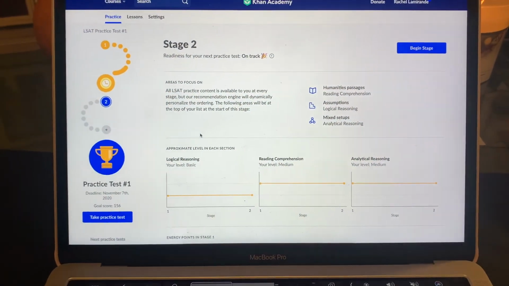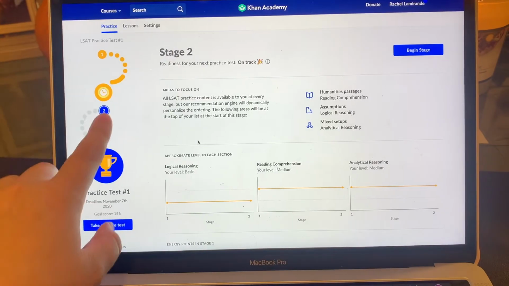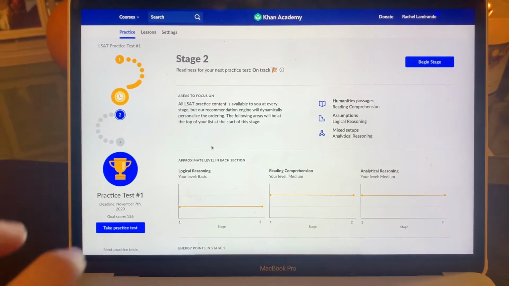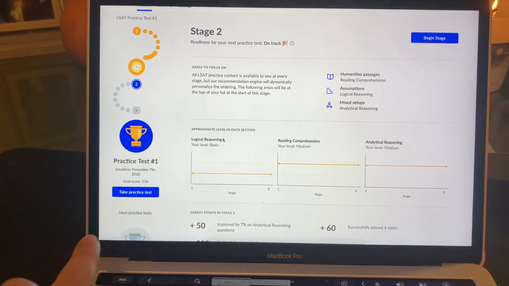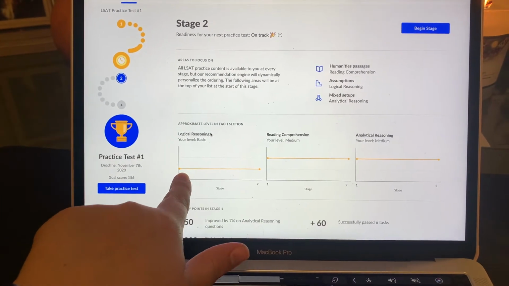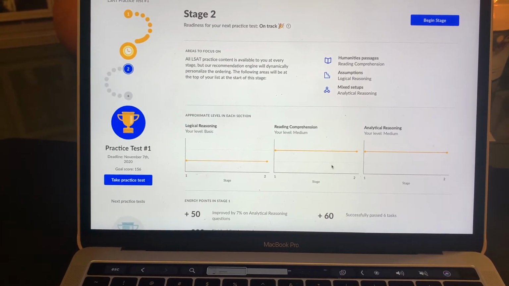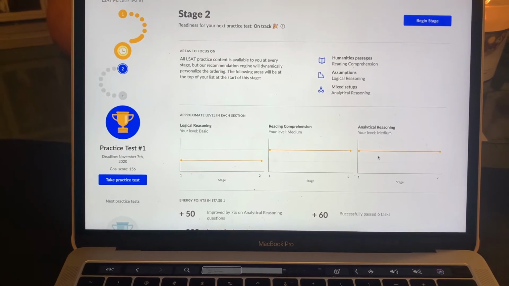All right, so now that I've done this timed thing, I'm on to stage 2 within Khan Academy. So it's telling me where it thinks I am. So basically, I'm a little lower in logical reasoning than I am in reading comprehension and analytical reasoning.